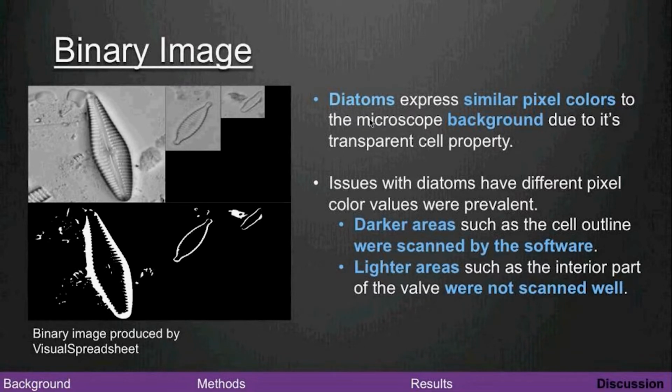This is an issue because, as I mentioned before, we want the entire color, the entire shape to be filled, because that's how we get our statistical data for the software. And this is the result because diatoms, due to their transparent property, display similar color values to the background of a microscope image. So this brings issues to what we need to work on for future work.